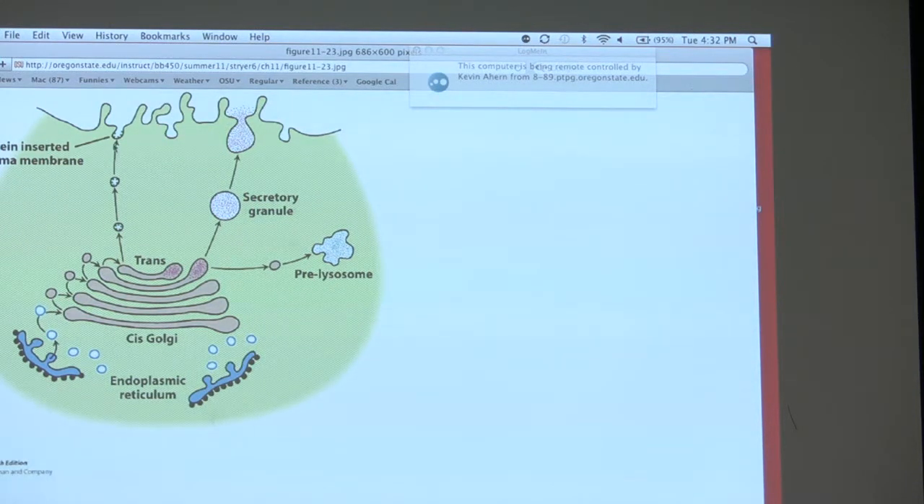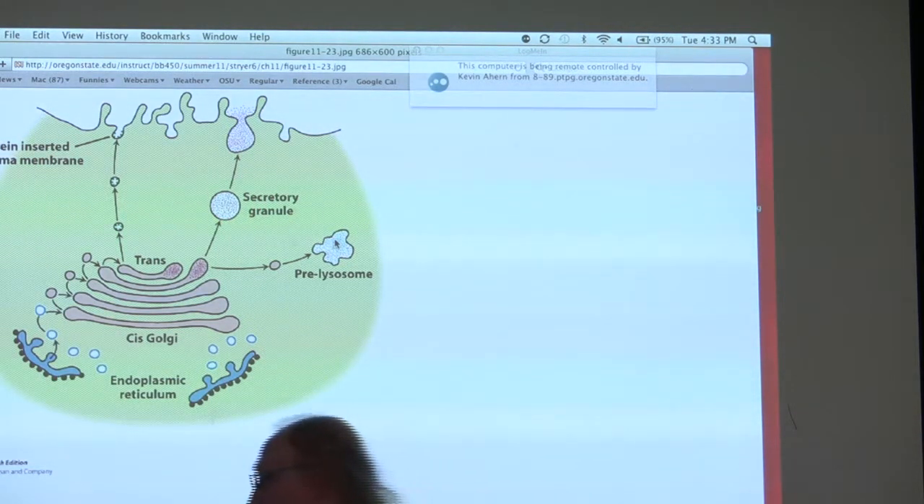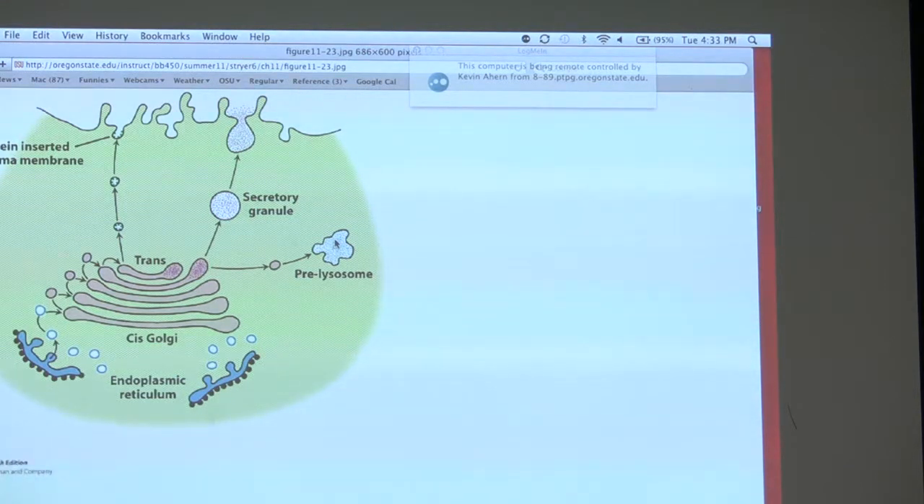Some will get moved to the membrane, where they will become embedded in the membrane. Some will get secreted from the cell, as we can see here. And still others will be sent to other organelles in the cell, including here what's called the pre-lysosome, which ultimately becomes the lysosome. The lysosome is a very important cellular organelle that we can think of as the garbage cleaner.